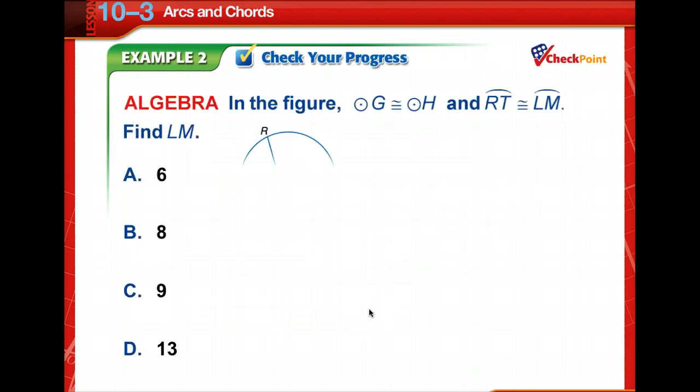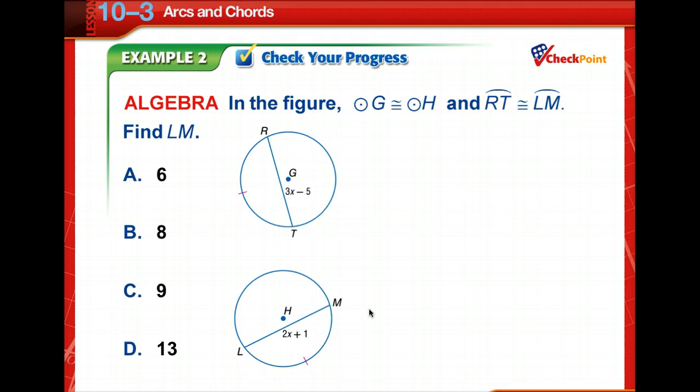Okay, time for you to check your progress. So pause for a moment, then come back and check your answer. Because the two circles are congruent and the two arcs are congruent, we can set 3x minus 5 equal to 2x plus 1. Then we're trying to find the measurement of LM, so I got x is equal to 6. Substitute a 6 in for x, and you get 13.